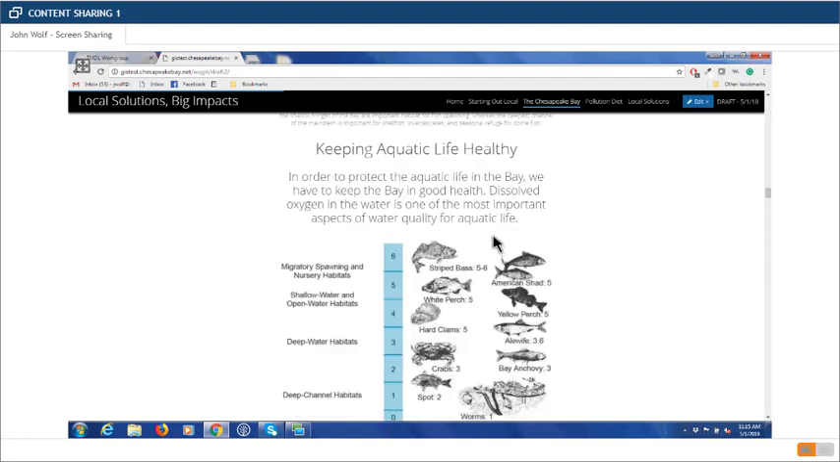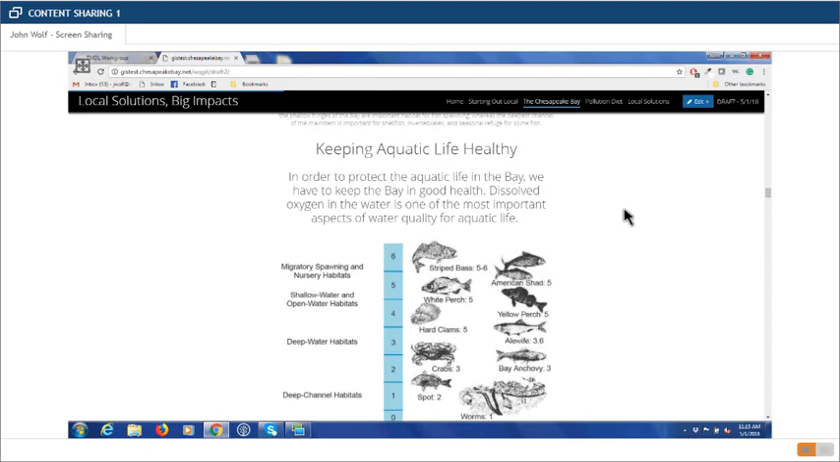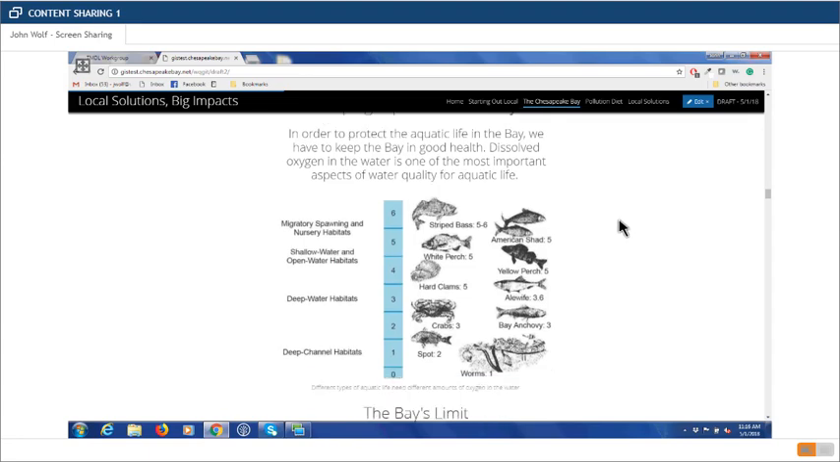As an example, as we continue to scroll down, we're going to look at aquatic life in the bay and some of their dissolved oxygen requirements. We have finfish and shellfish, and they have different dissolved oxygen requirements to make sure that they can survive at all times of the year. Those DO requirements in particular are important to determine if water quality standards are being met.